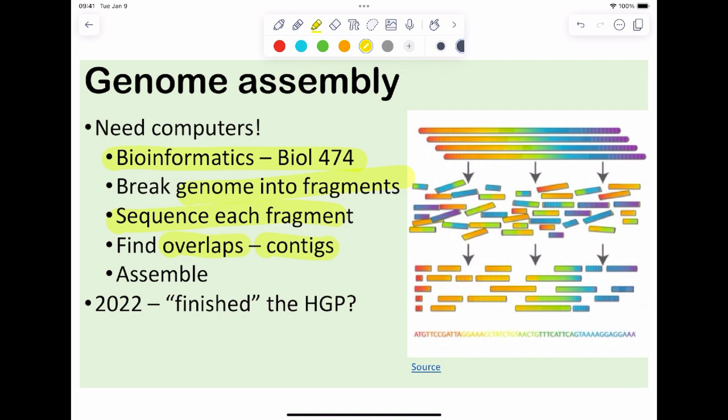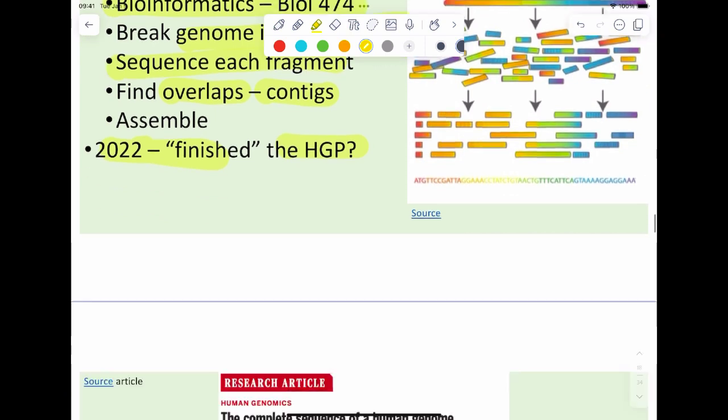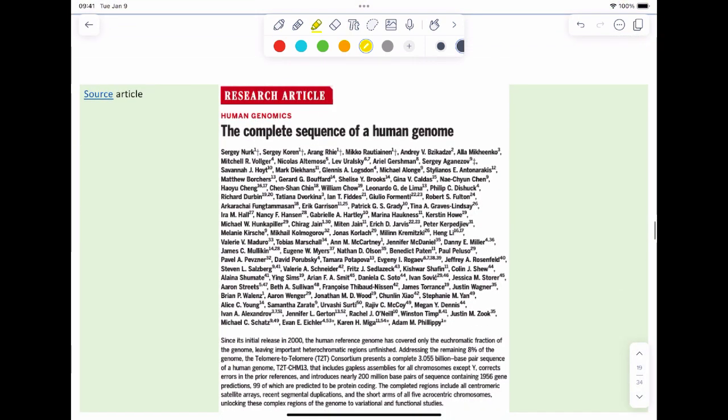So when I graduated from college, it was announced that the human genome was done. 20 years after I graduated from college, they actually finished it. This was published last year. They finally finished properly the human genome, 20 years after they said they finished the genome. Why did it take so long? Because they were having issues aligning certain parts of the genome and they couldn't get it to work.